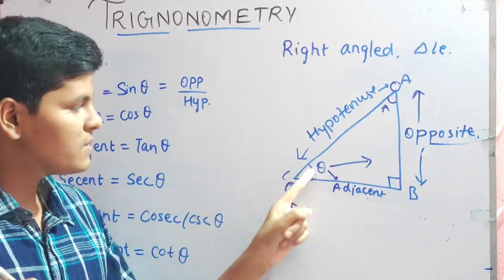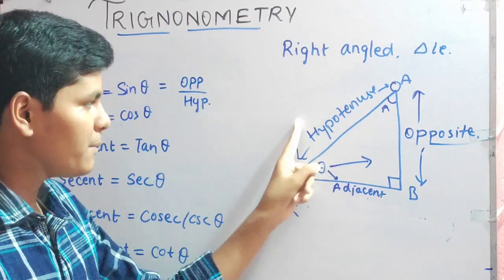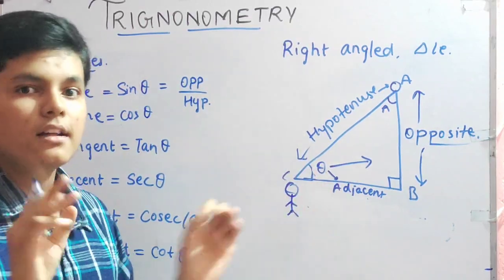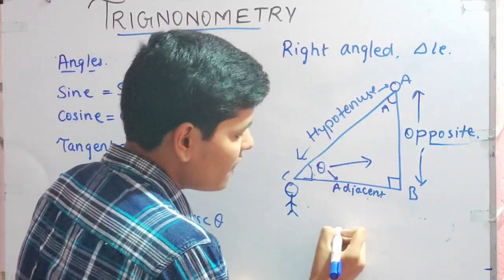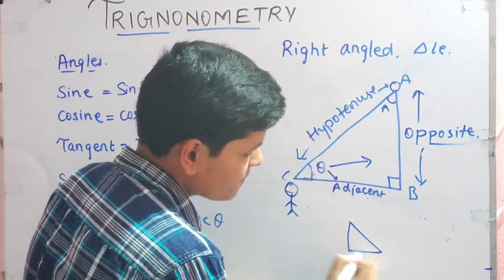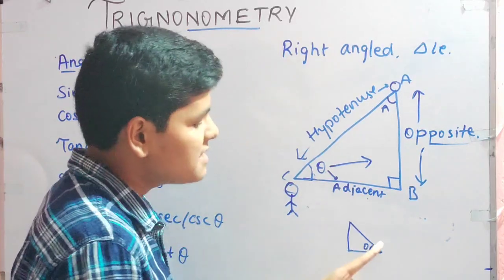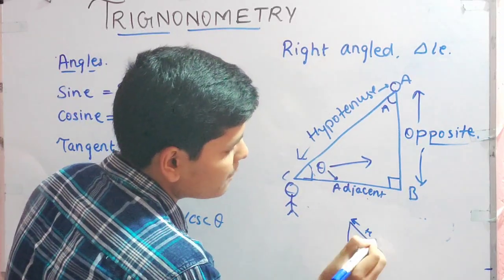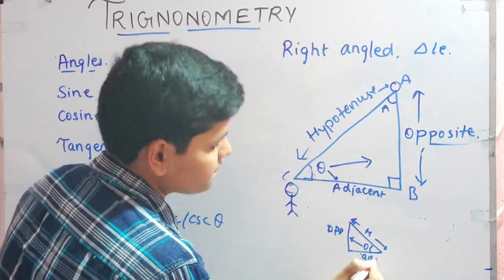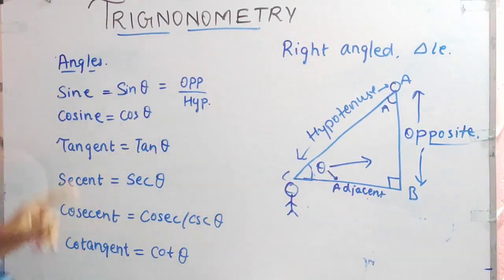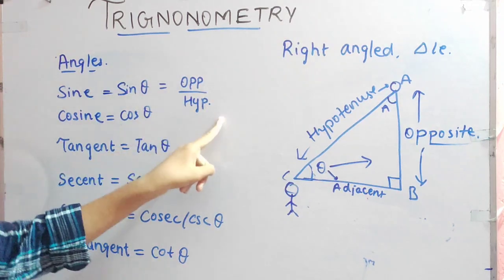Now, if you are confused about which side to take as hypotenuse and which as adjacent, the best method is: the longest side of a triangle is the hypotenuse. For example, you take a triangle like this and make a theta over here. The longest side, this one, is the hypotenuse. This one is the opposite and this one is the adjacent. So now we know that sin theta is opposite by hypotenuse.